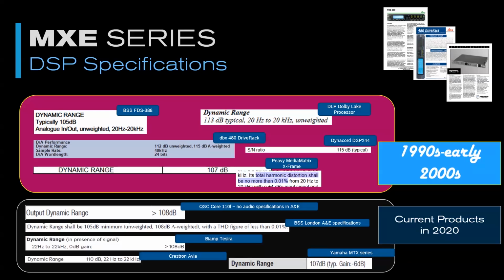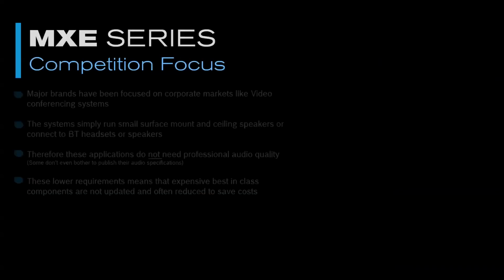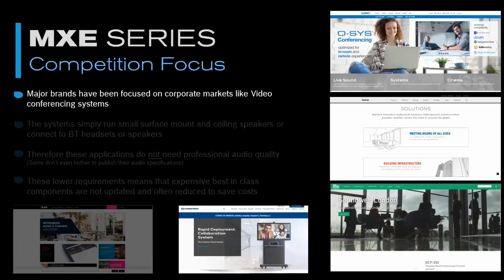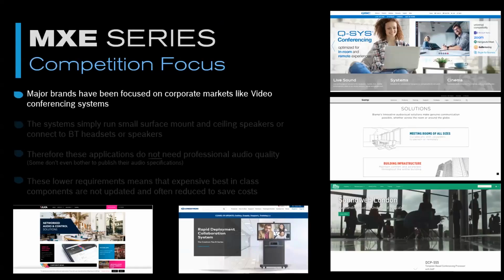And why that is, is because the market for these DSP matrix products has shifted across from professional audio, where it used to be, into conferencing systems, and the major brands have focused now on video conferencing, corporate communication markets, huddle rooms, things like that. The information that you're seeing on screen is just the landing pages. If you type in the brand name with a .com after it, these are the pages that you land at with these brands, and they are all very, very much focused on the corporate boardroom type of markets.